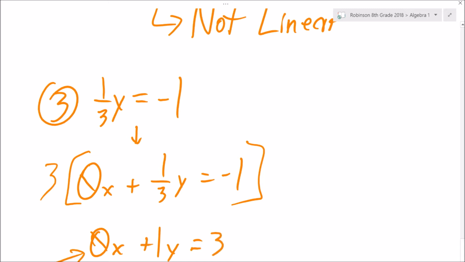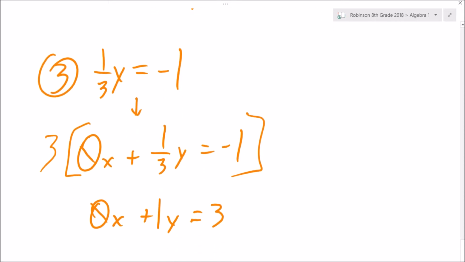Notice that a is allowed to be 0, which means normally I don't have to write it. But if I multiply everything by 3, that makes 3/3, which changes to 1. -1 times 3 is -3, and I end up with this equation. Here's my ax plus by equals c. Okay, so some of them are a little bit weird to see.